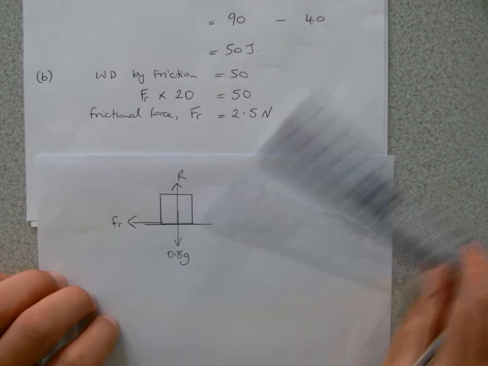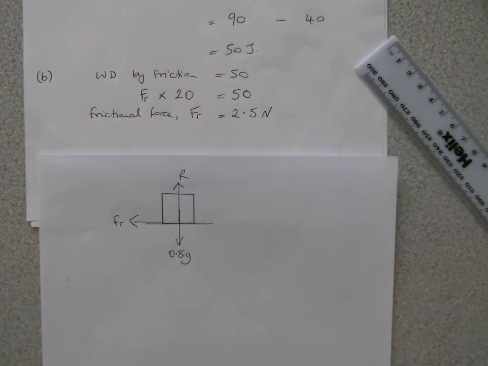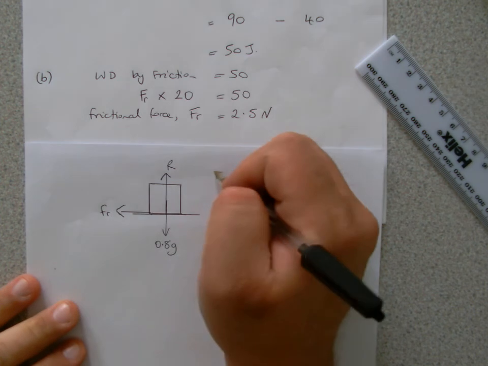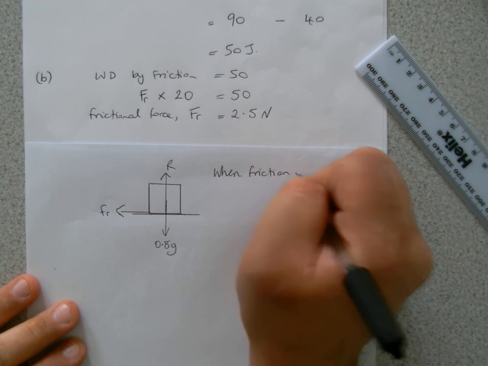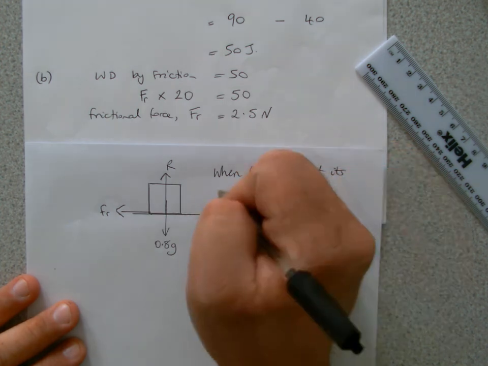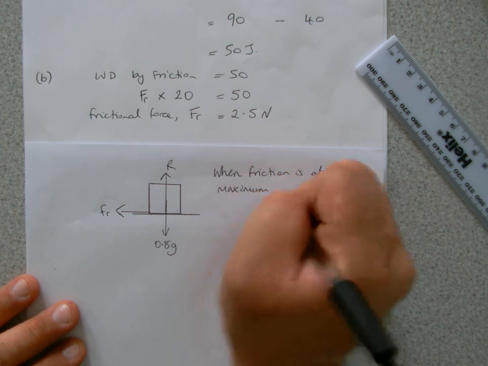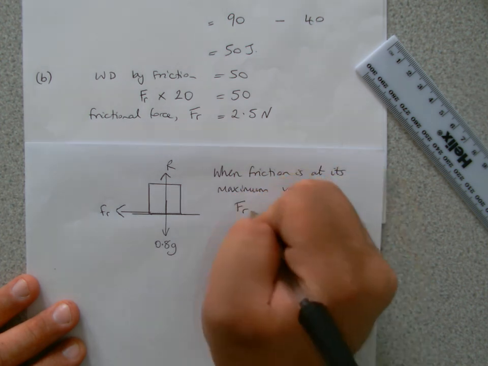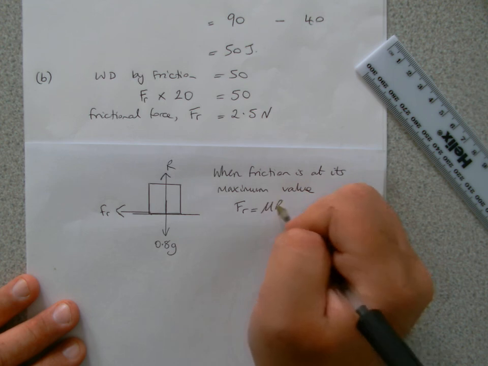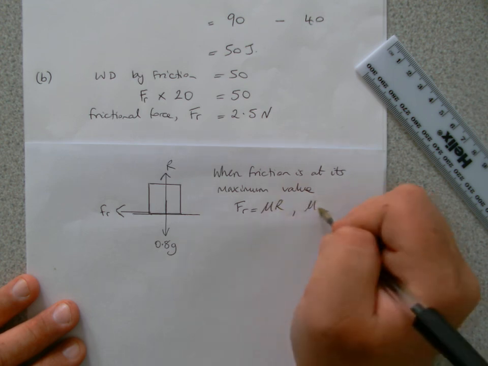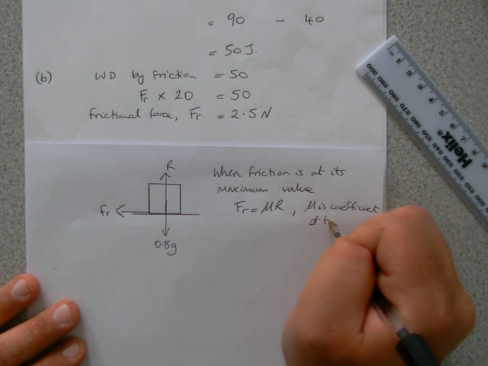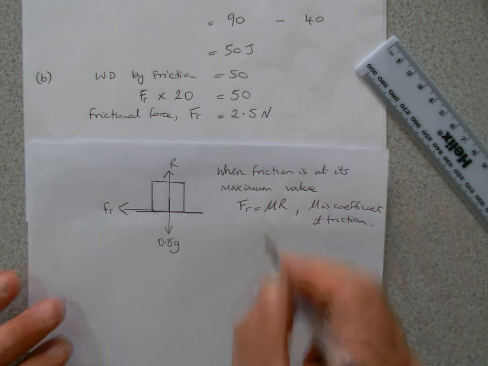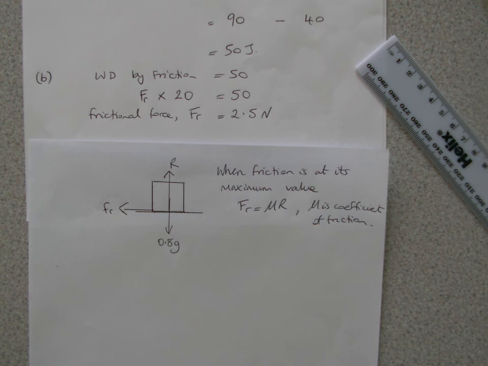Now, when the friction is at its maximum value, we've got a formula for it: the friction, F_r, will equal mu R, where mu is the coefficient of friction. The friction will be at its max because the object is moving. Friction will be at its max, it can't be any more.